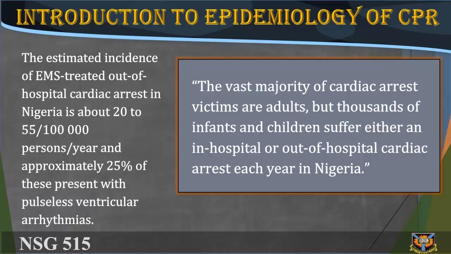The estimated incidence of EMS-treated out-of-hospital cardiac arrest in Nigeria is about 20 to 55 per 100,000 persons per year, and approximately 25% of these present with pulseless ventricular arrhythmias. The estimated incidence of in-hospital cardiac arrest is 3 to 6 per 1,000 admissions, and similarly, approximately 25% of these present with pulseless ventricular arrhythmias.